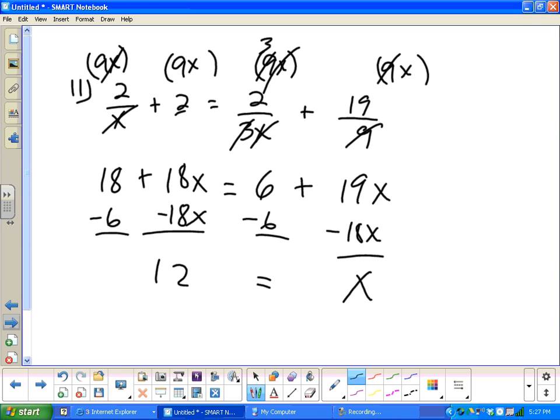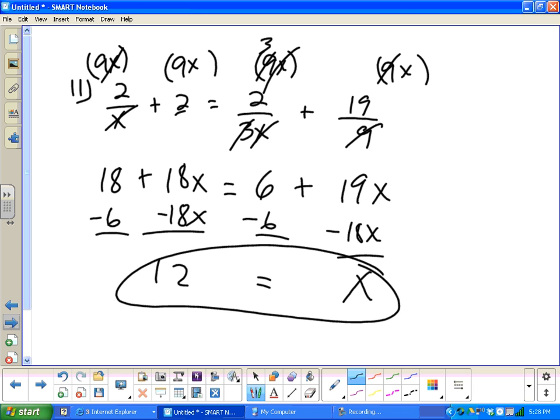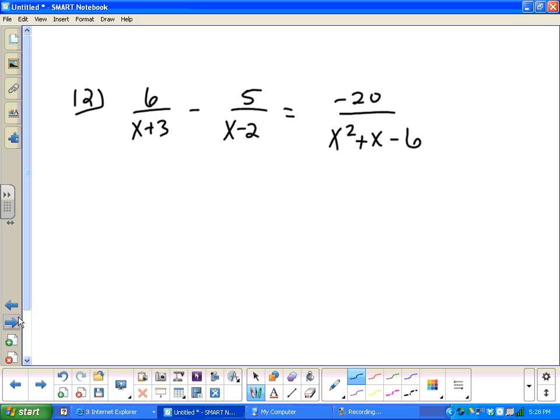Now let's make sure that that's not an extraneous solution. So if x is 12 there, is that going to make me divide by 0? It wouldn't. The only thing that would make me divide by 0 is if x was 0. So 12 here is an okay solution. It's not extraneous. Okay, the last one, number 12.